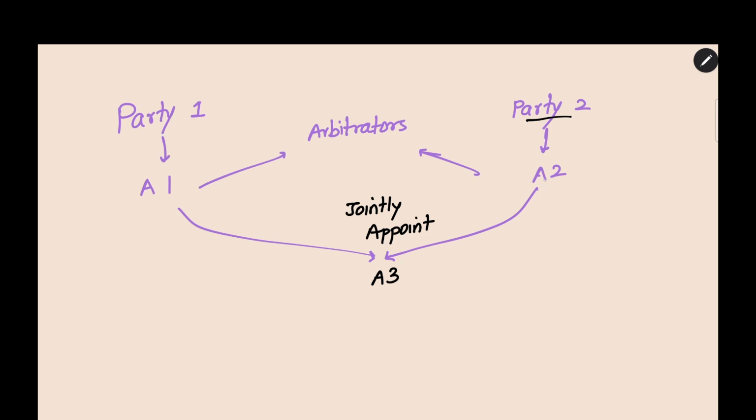The second party will appoint 1 more arbitrator. Totally now there are 2 arbitrators. For the third arbitrator, who will appoint it, party 1 or party 2? Both of them will not appoint. The already selected arbitrators A1 and A2, they will jointly appoint arbitrator 3. This is the case in case of 3 arbitrators. First arbitrator appointed by one party, second one appointed by another party, third one will be appointed by the 2 arbitrators already selected. This is given under section 11.